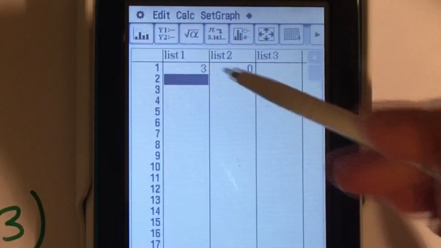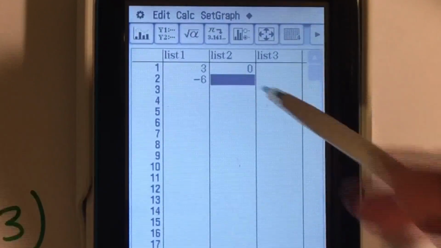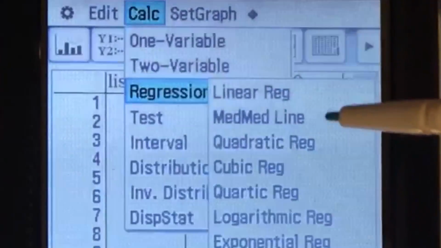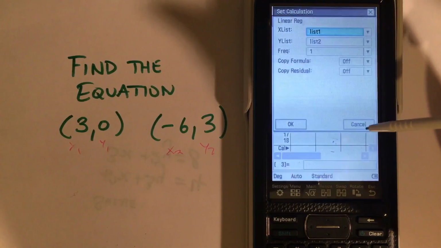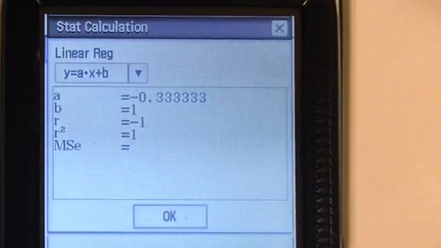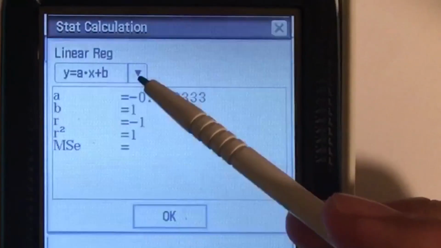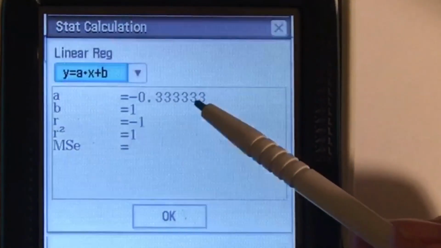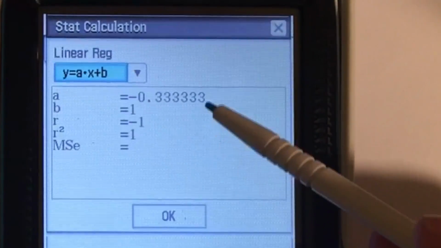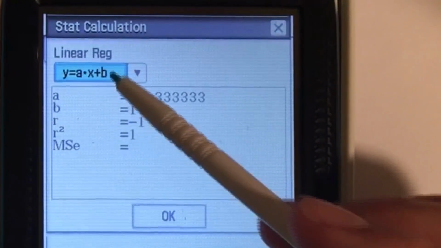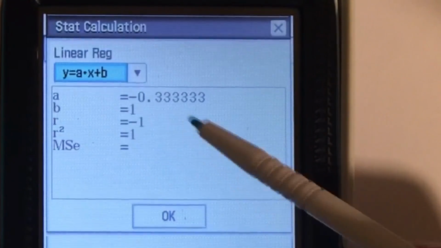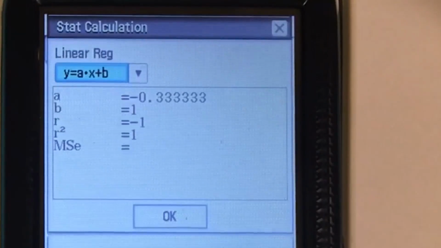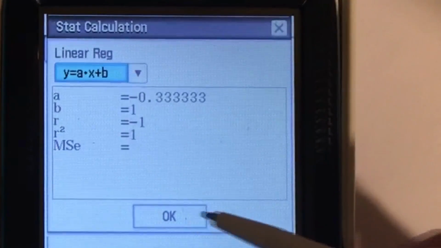0, and negative 6 and 3, and then I go to calc, regression, linear reg, keep all those options there, press OK, and you'll notice it says here ax plus b. So the a is the number in front of the x, which it says here negative 0.33333, which would be negative 1/3. It says b here is 1, and so it's told you what the equation is. So this can be very useful as a means to check whether or not your answer is correct.